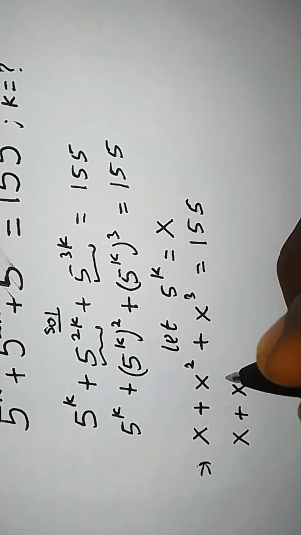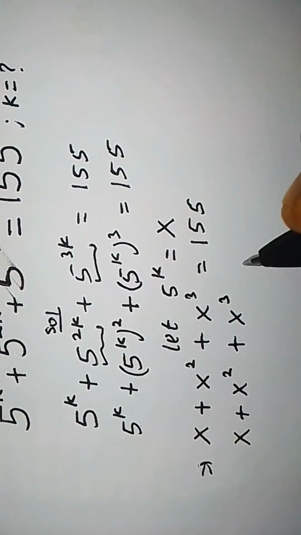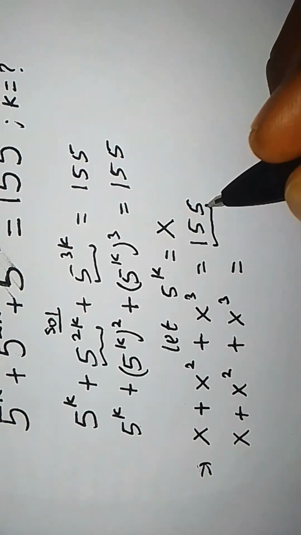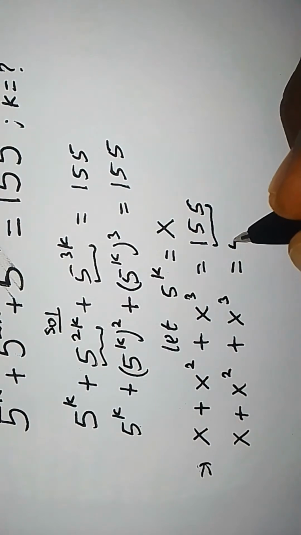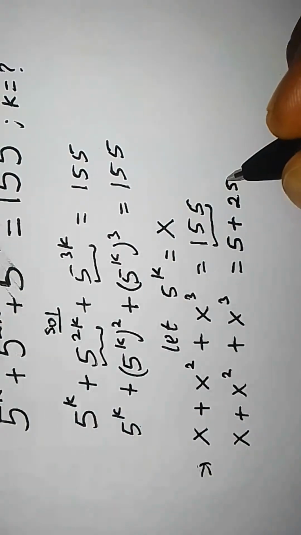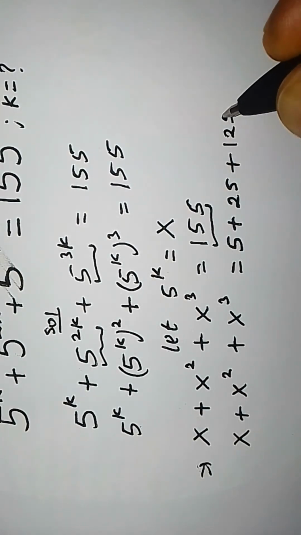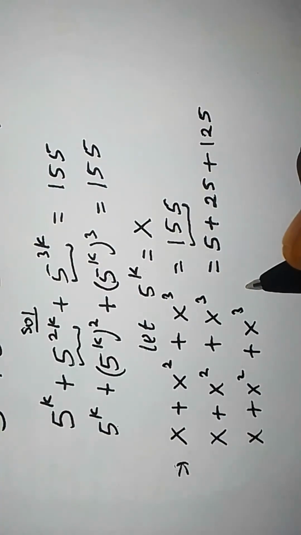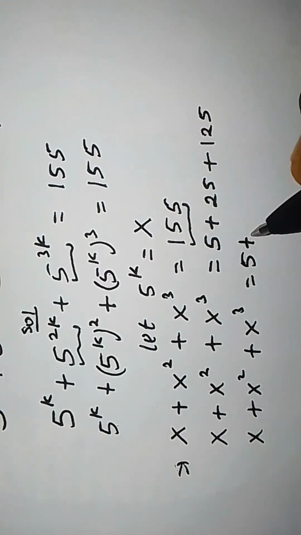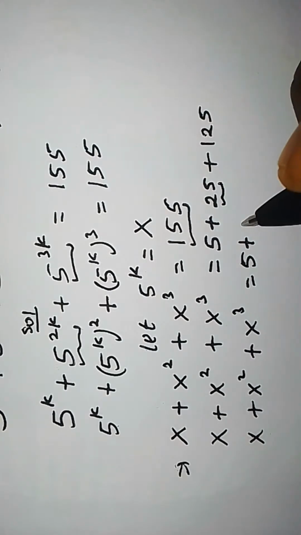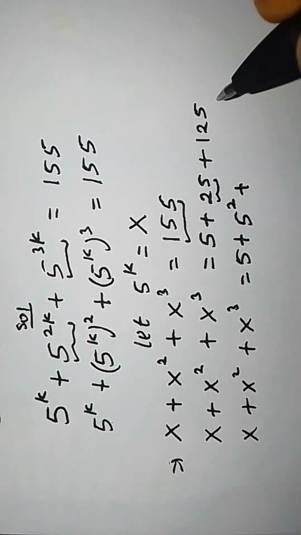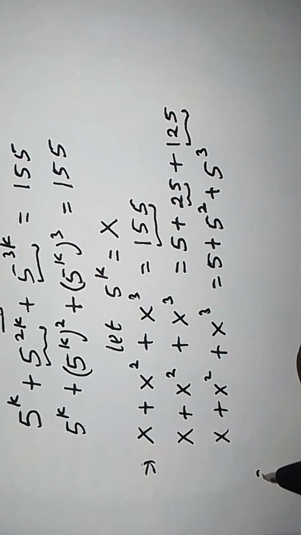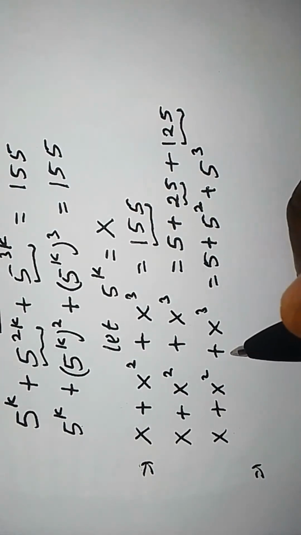x plus x to the power of 2 plus x to the power of 3 is equal to... Now, let us focus our attention on 155. 155 could be written as 5 plus 25 plus 125. x plus x to the power of 2 plus x to the power of 3 is equal to 5 plus, I can rewrite 25 as 5 square plus, I can also rewrite 125 as 5 to the power of 3. Now, let us rearrange these equations.